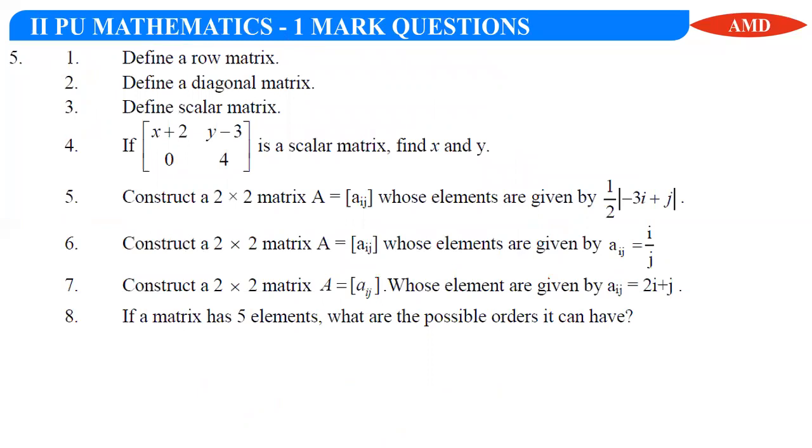The fifth question will be from matrices. It could be a question based on the definition. Even the fourth question is also based on the definition itself, that is a scalar matrix. The fifth, the sixth, and the seventh question, as you see here, are to construct the matrix. Often they used to ask this kind of questions earlier. And there's also one more possibility where they could ask you to find the possible orders of the matrix for a given number of elements.